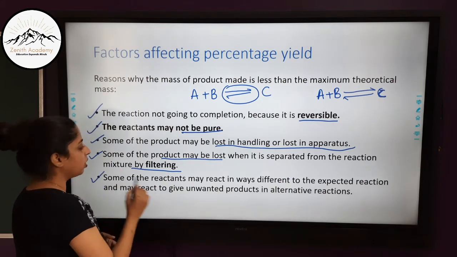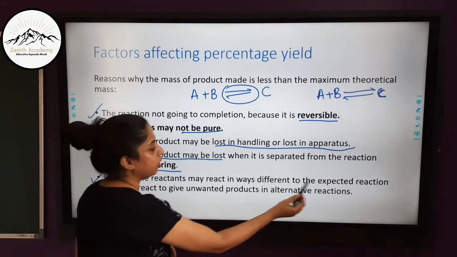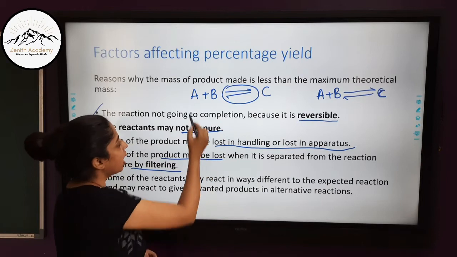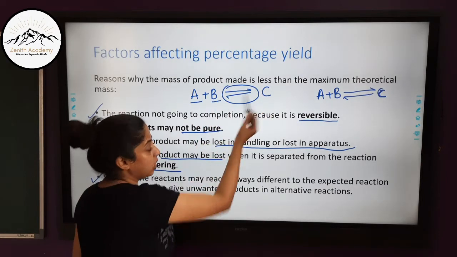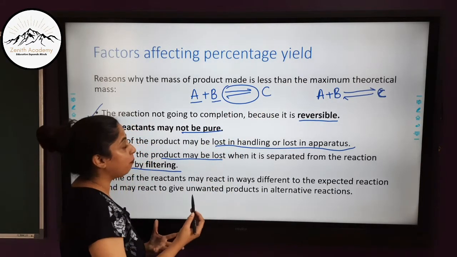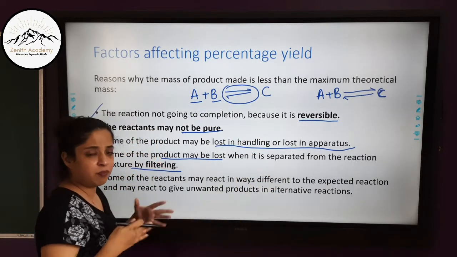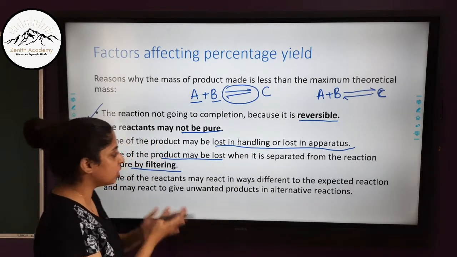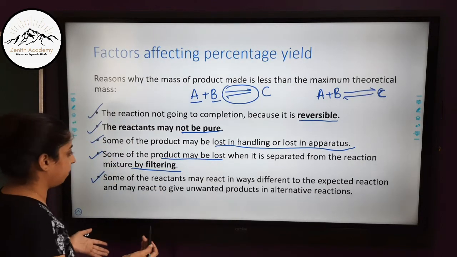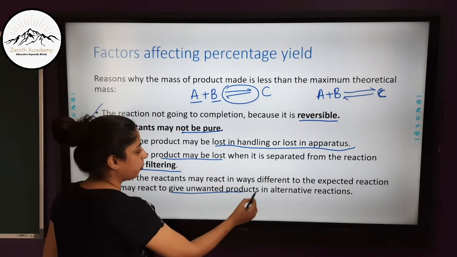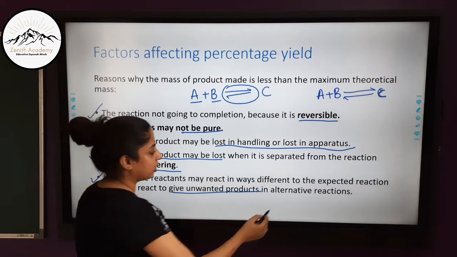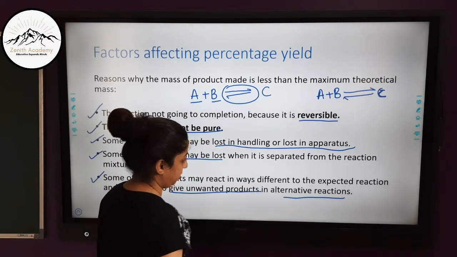Then some of the reactants may react in ways different from the expected reaction. We expect A and B to form C, but it might happen that it forms some amount of D. So it can change the path of the reaction and form unwanted products by reacting in alternative ways.